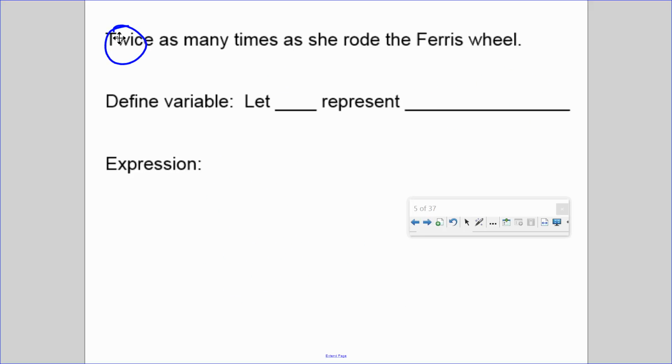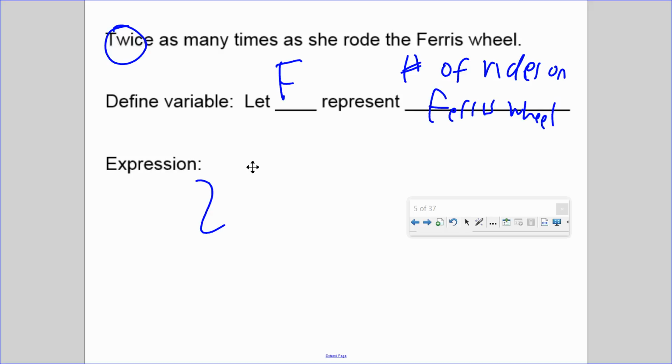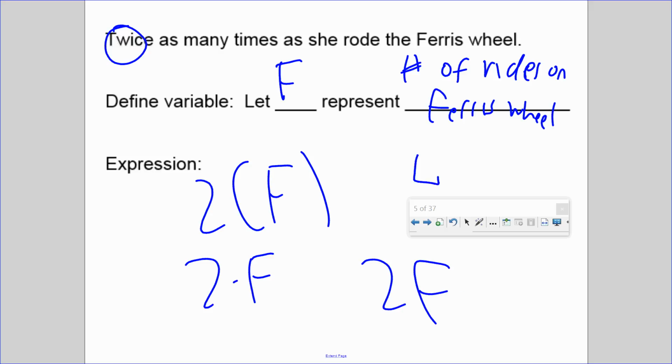Twice as many times as she rode the Ferris wheel. Do we know how many times she rode the Ferris wheel? That's the missing information. So let F represent the number of rides on the Ferris wheel. So it's twice as many. So it's 2 times the number of rides on the Ferris wheel, or 2F. Here's a Ferris wheel, twice as many.